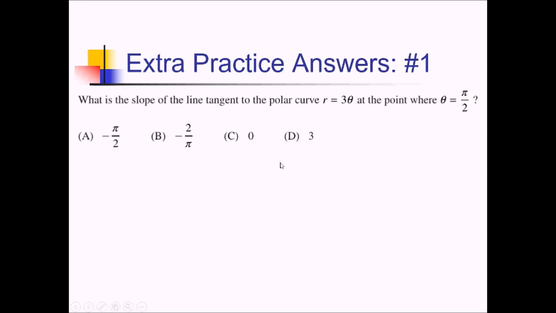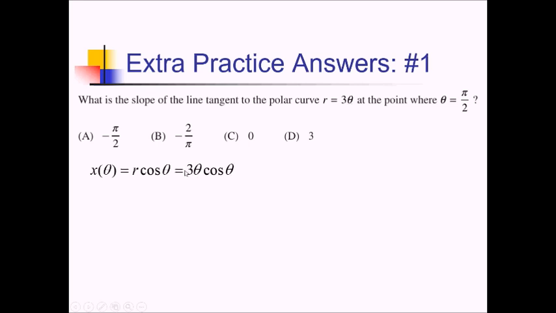So to do this, I have to first express this curve parametrically in terms of x and y, and then I'll put that together to get a dy over dx. So let me start by expressing an x function for this. We know that if this is your polar curve here, then x is going to equal r times the cosine of theta. So that's going to be 3 theta times cosine of theta.